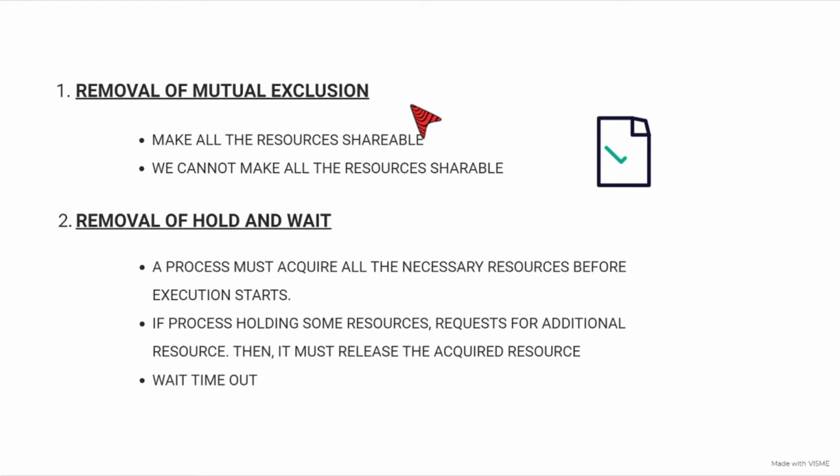Why? Because we don't know what resources we need before the execution. Like if we say we are going to write an exam, we can take pen, pencil, paper, scale, everything because we know the resources that we want. But in this case, we don't know what resources we need for the execution. So the first point is not possible.